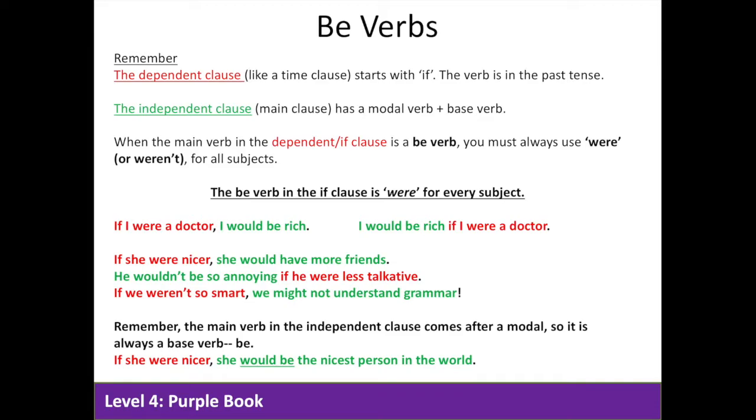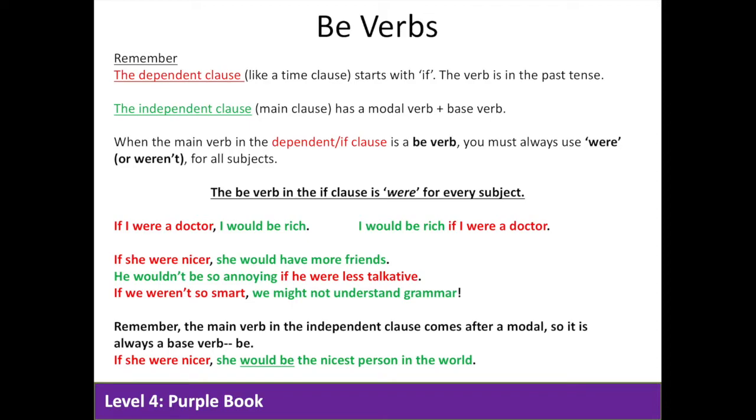A few examples: if I were a doctor, I would be rich. I would be rich if I were a doctor. If she were nicer, she would have more friends. He wouldn't be so annoying if he were less talkative. If we weren't so smart, we might not understand grammar.